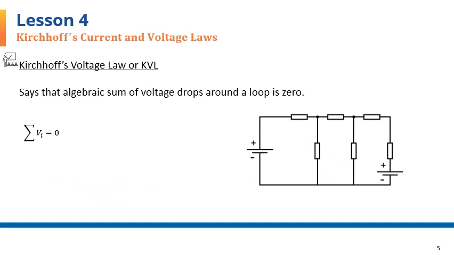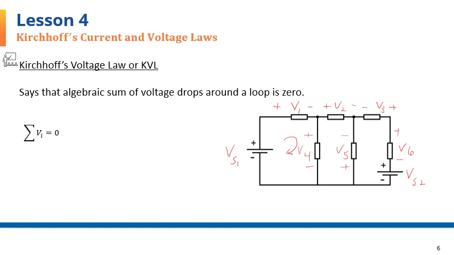Kirchhoff's voltage law, or KVL, states that the algebraic sum of all voltages encountered in going around a loop is going to be 0. And this law is based on the conservation of energy. I have assigned voltages such as V1, V2, Vs, etc. to elements of this circuit.